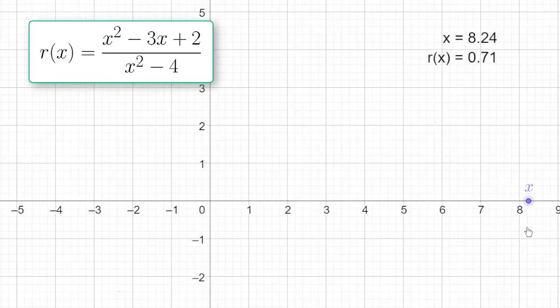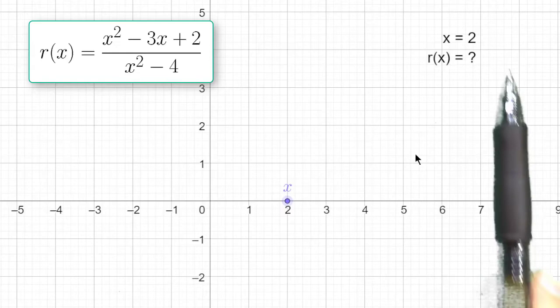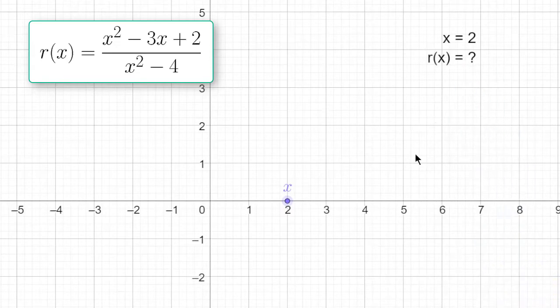You can see the values of r of x change. Not very much. Now let's see what happens when I bring x closer and closer to 2. All right, it's getting closer and closer to some number. When I put it at 2, what happens? I get a question mark. The computer software doesn't know what to do here. So what's going on? What's wrong with this? This is one of the things we're going to explore.